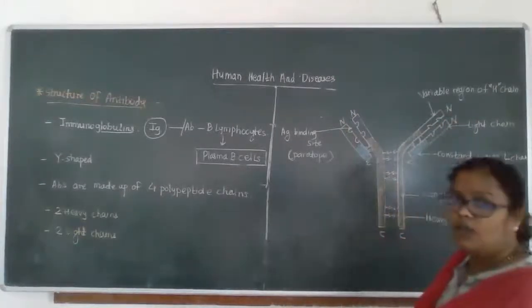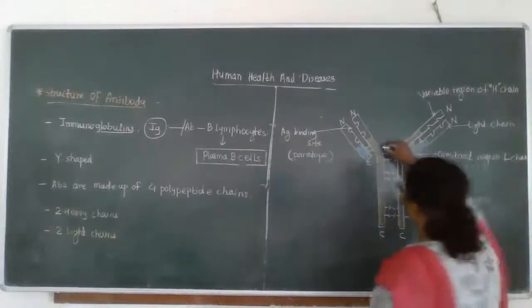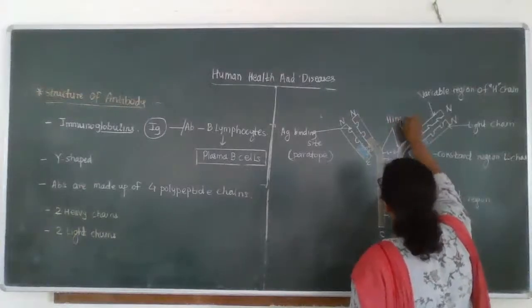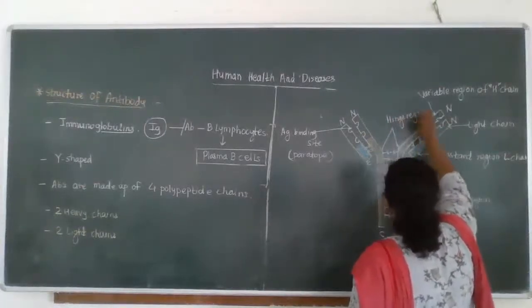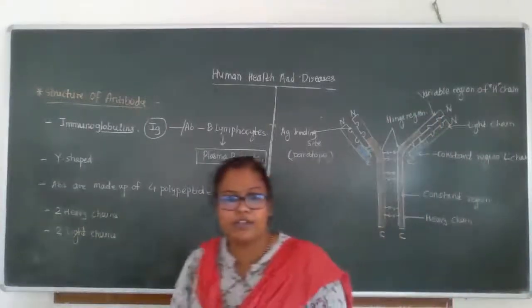So this is the structure of an antibody. This region is called the hinge region, a slightly fluctuating, slightly movable region.